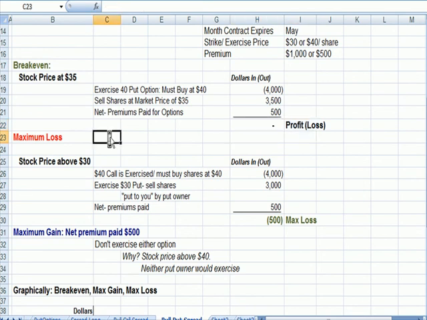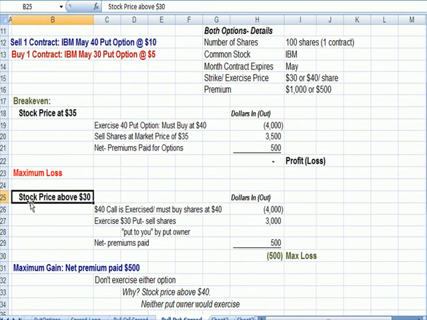What's the most we can lose? Well, what if the stock price is at 30? Same as before, that other person is going to sell at 40, which means we must buy at 40. $4,000 goes out the door to buy the shares. We exercise our right to sell the shares at 30 because those shares are, quote, put to you. That's where that term comes from. They have the right to sell. You are obligated to buy, which means the shares are put to you. So we're going to take those shares that we had to buy, they were put to us, and we're going to exercise our put option to sell them at 30, $3,000 in the door. The net of the premiums that we paid was an inflow of 500, so there's our maximum loss.